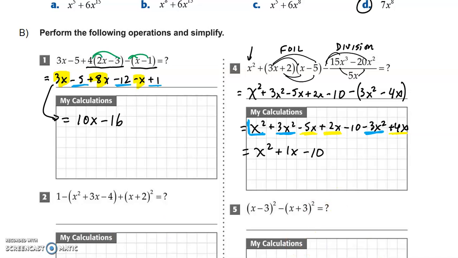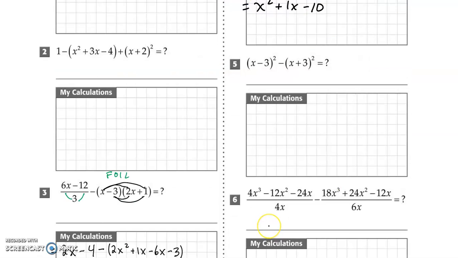I just finished off number 4 and let's take a look at a couple more of these. I don't think number 2 is all that interesting. Just a reminder that you have to multiply the x plus 2 times the x plus 2. So you're going to have to FOIL that out. And since there's an addition in front, life is not so complicated.